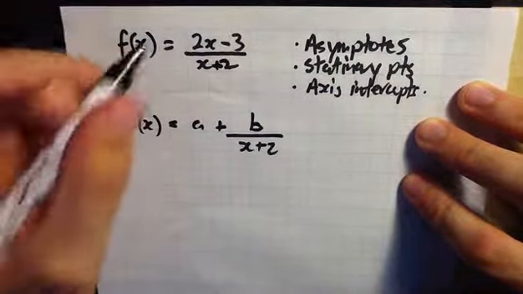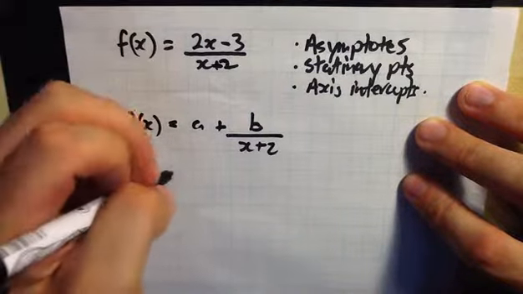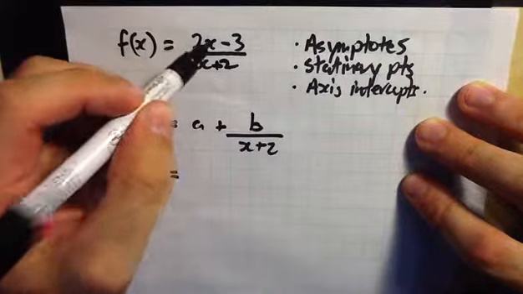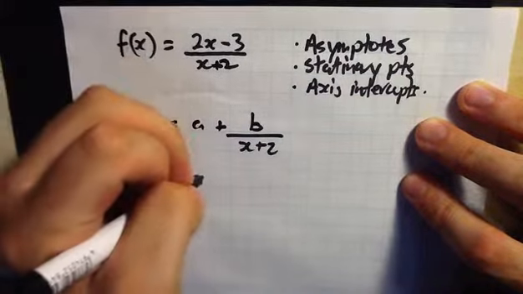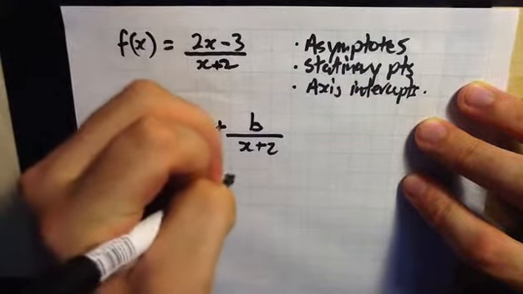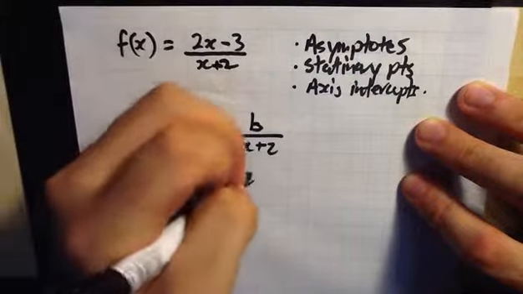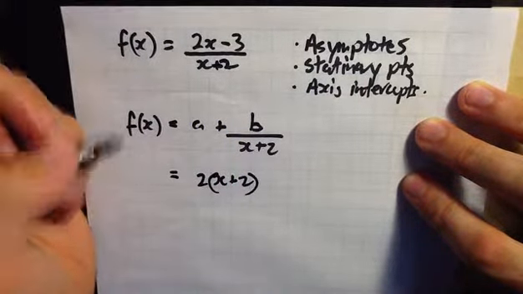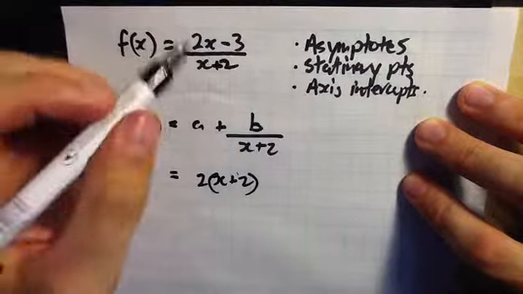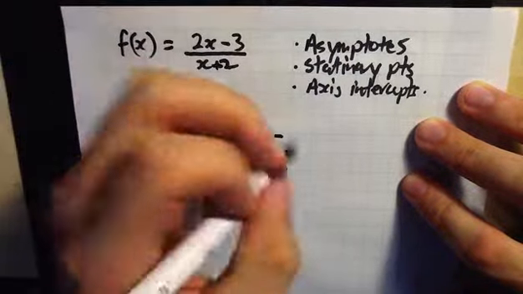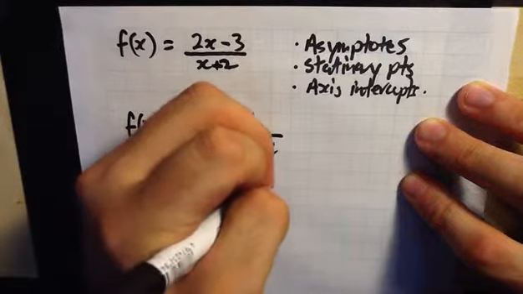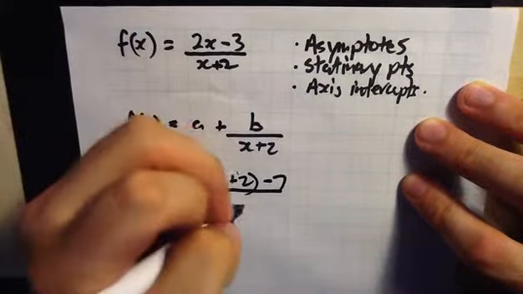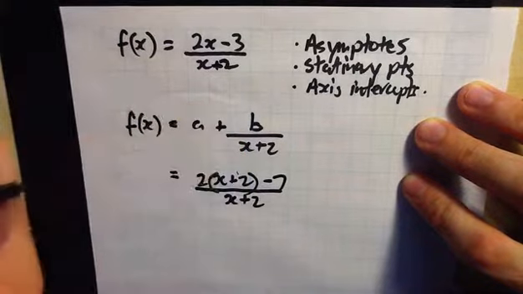So to do that, I want to get an x plus 2 up here. If I was to get x plus 2 up in the numerator, how would I get a 2x? It'd have to be multiplied by 2. And then 2 times 2 is 4, so how would I get the negative 3? That would be take 7 on top, and that would be all over x plus 2.